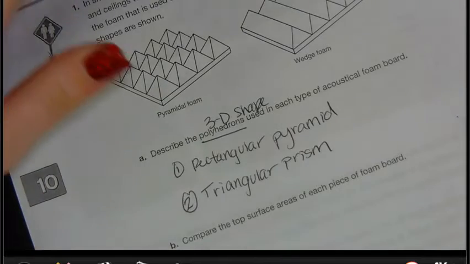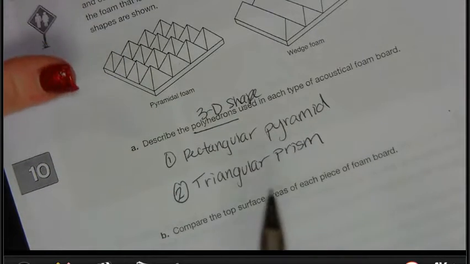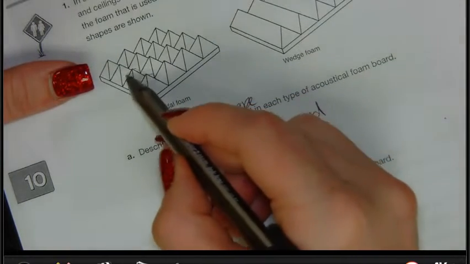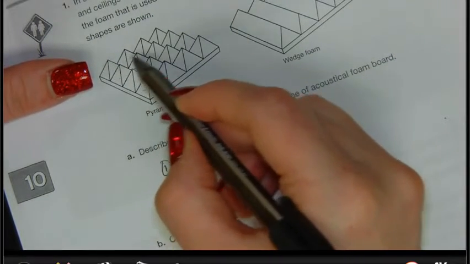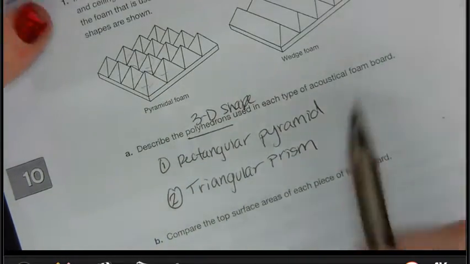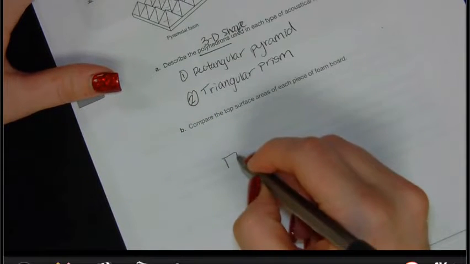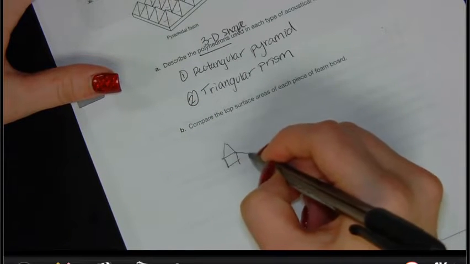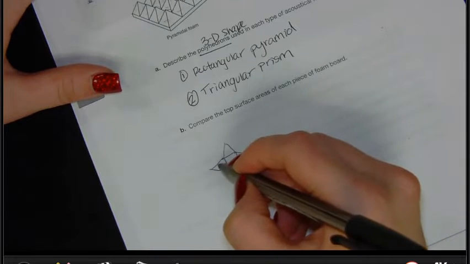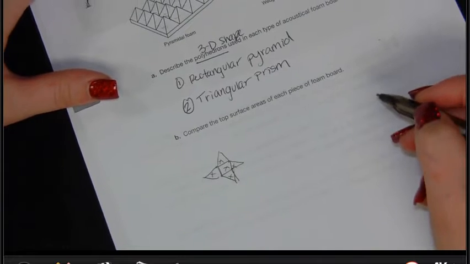Okay. Letter B is asking us to compare the top surface areas of each foam board, meaning I would need to look at all of the surface area that I see on top of each of my foam boards. Now let's think about this. We've been learning about how to find the total surface area. So if I were to redraw this picture here, I'm going to draw the net. I'm going to find the area of this figure, this figure, this figure, this figure, and this figure. That's the total surface area.